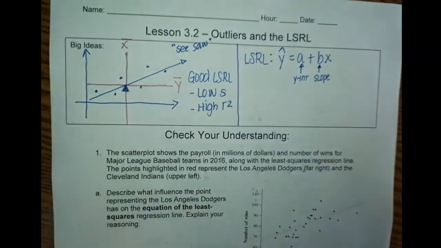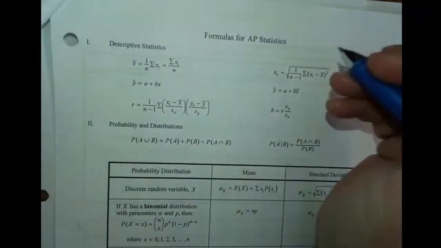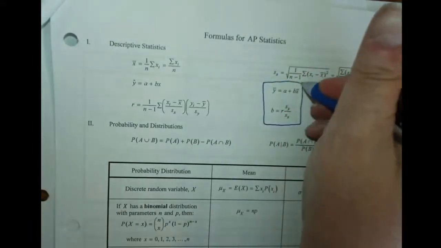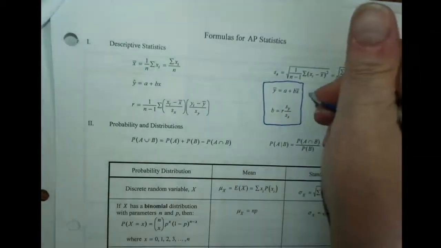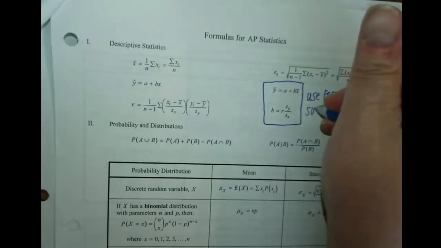Now, this is going to be from your formula sheet. I want to show you your formula sheet here. We're going to use these two formulas right here to write the equation of the line when you don't have the actual data, when they only give you the summary statistics. So use these for summary statistics.